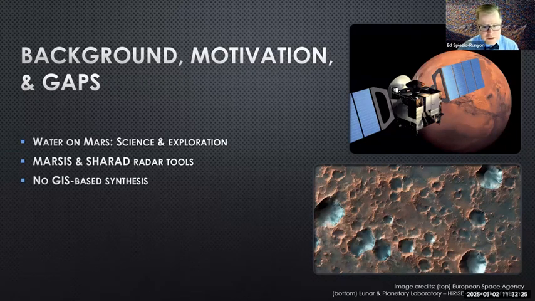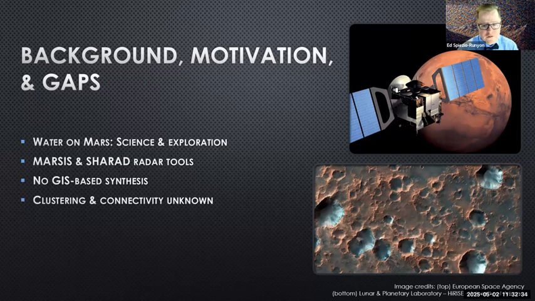Up to this point, there hasn't been a GIS-based planetary analysis of MARSIS data, and most studies were either done locally or manually. And no one had clustered all of the strongest reflectors, checking to see if they formed large networks or validated them statistically, and that's what this project does.